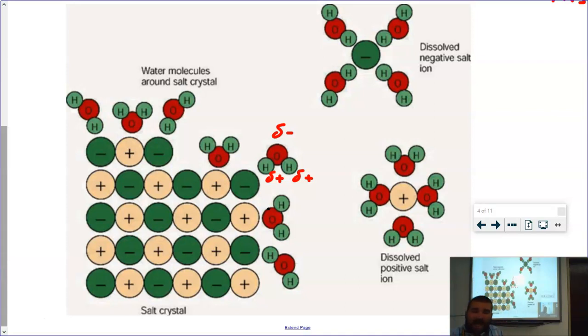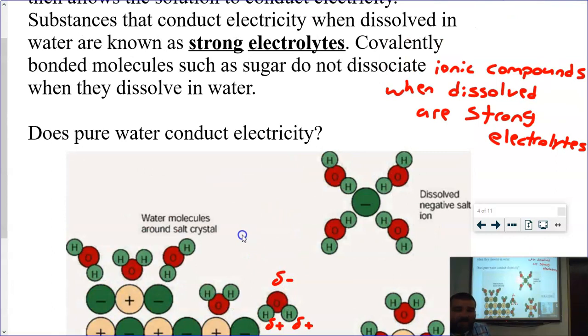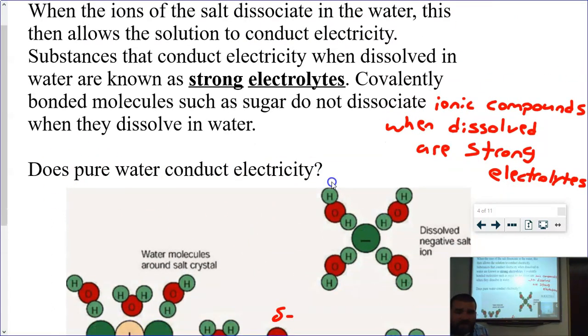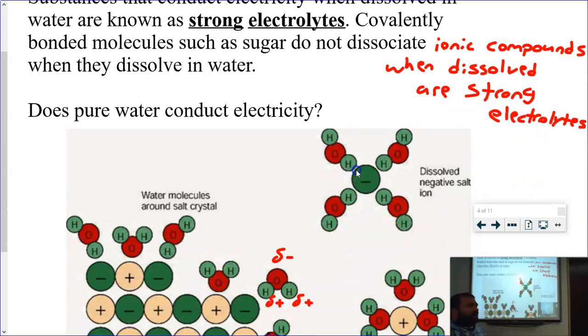Now, when this happens, it conducts electricity. And I have a question here. Does pure water conduct electricity? And the answer is not really. It's certainly not well. It essentially doesn't. But the other problem with that question is typically you don't come across pure water, right?